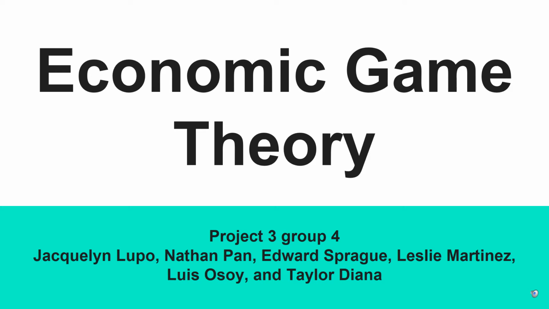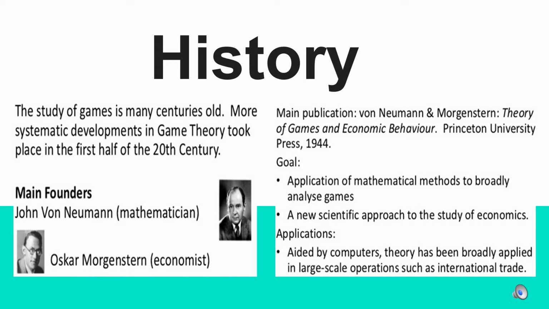Economic game theory. The study of games is many centuries old. More systematic developments in game theory took place in the first half of the 20th century. John von Neumann and Oskar Morgenstern, publishers of Theory of Games and Economic Behavior, are the main founders. Their goal was the application of mathematical methods to broadly analyze games and a new scientific approach to the study of economics. Aided by computers, the theory has been broadly applied in large-scale operations such as international trade.